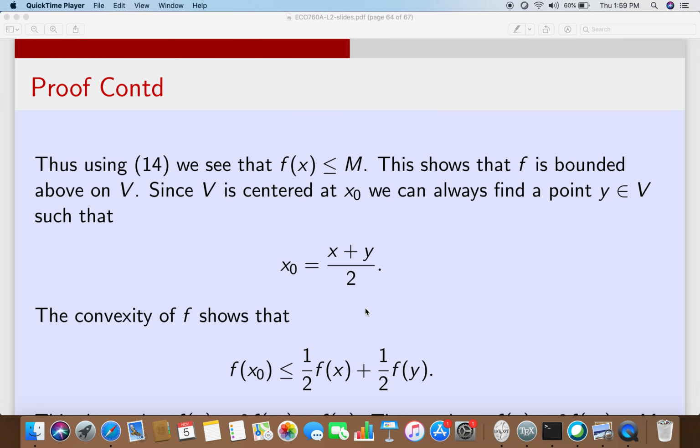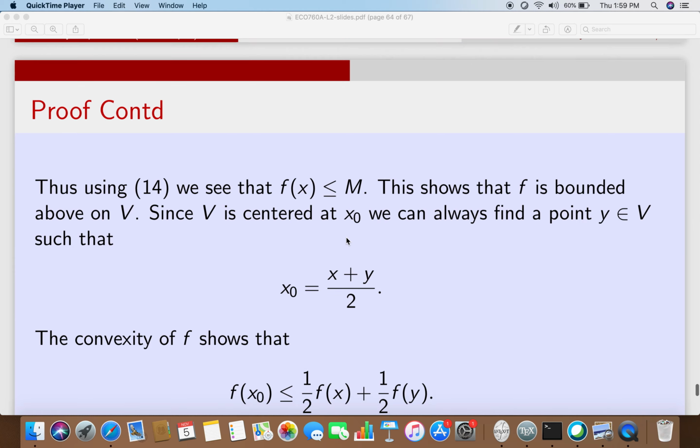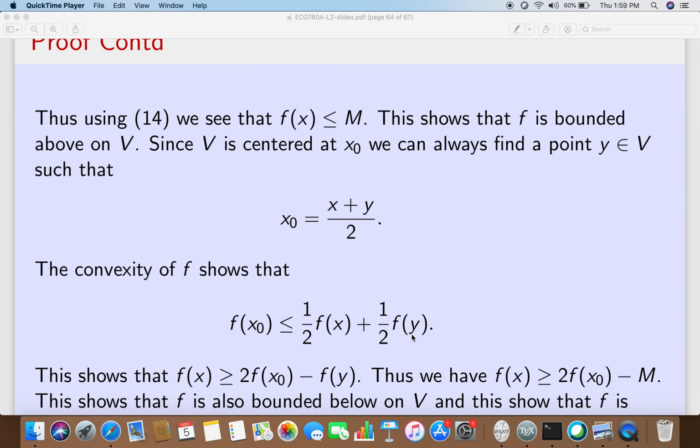Now here I am trying to bound it below. So I use this symmetry idea and write x naught is x plus y by 2, where x is the arbitrary point which I had taken, and I find another point y which is at the same distance from x naught as x is from x naught. You can always do that because it's a cube, there is a cubical symmetry, and that symmetry is very nice because you can have equal distances on both sides. Whatever distance x naught has from x, the same distance x naught has from y. So x naught is equal to x plus y by 2, x naught being the center.